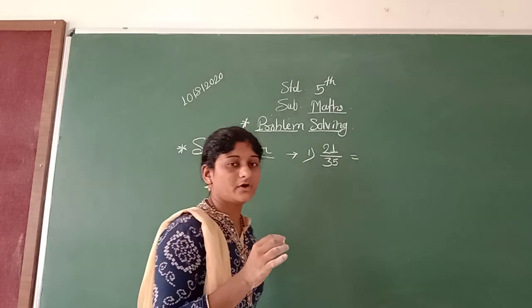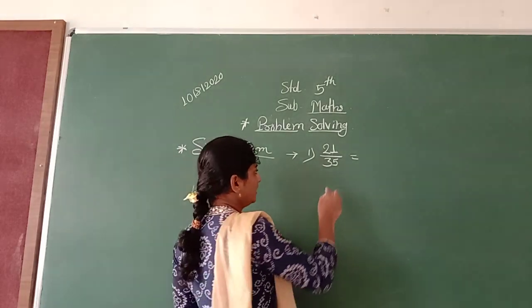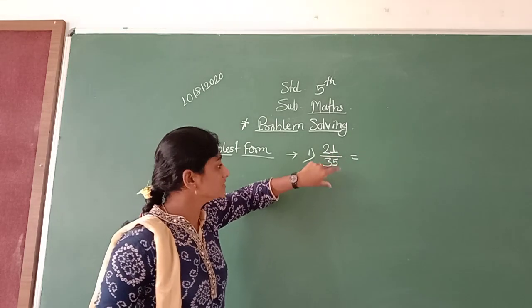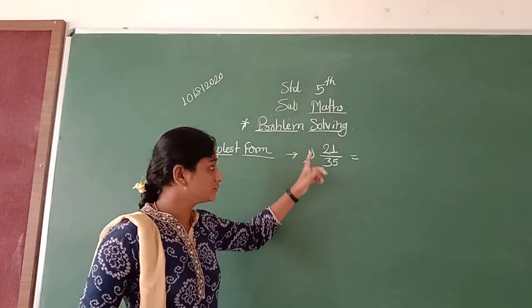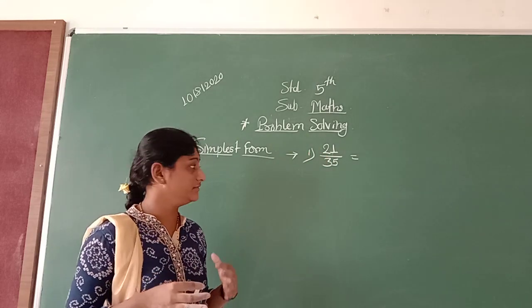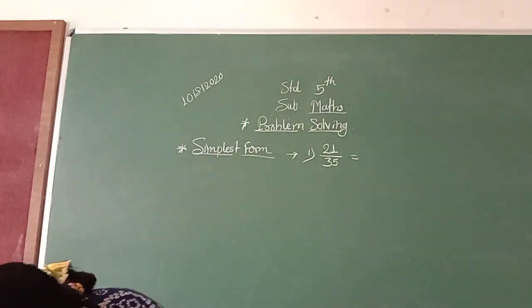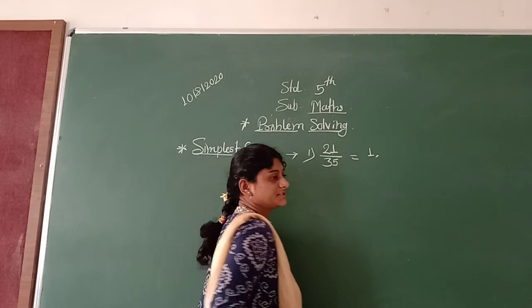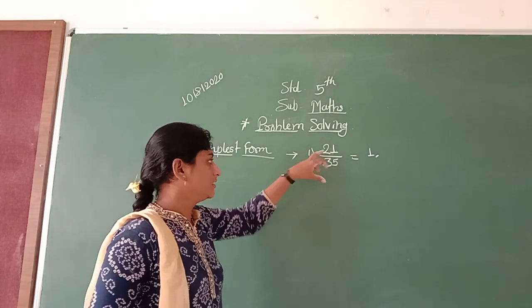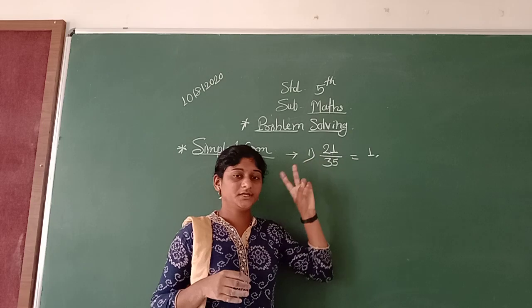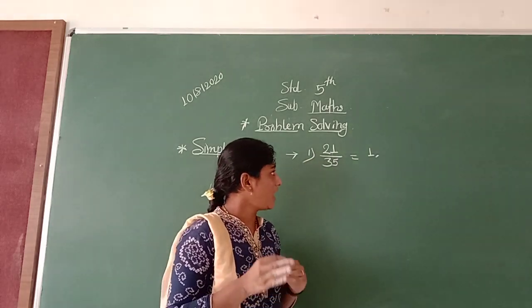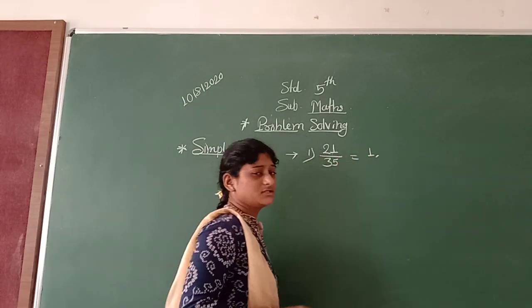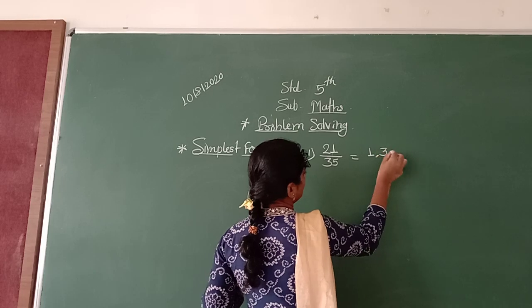Okay, 21 numerator, 35 denominator. Let's see how to solve the simplest form. Which number can divide the numerator 21? We want to find out like that. See, which numbers can we take here? 1 will come as it is. Then see 21. In which table is 21? In 2's table is 21? No. In 3's table? Yeah. Which table? 3's table also is there.